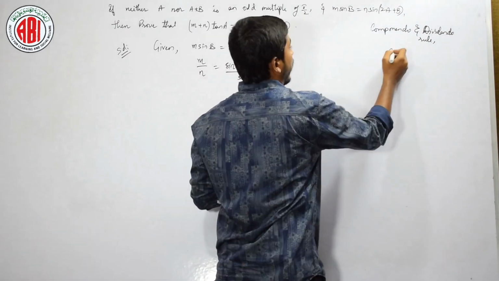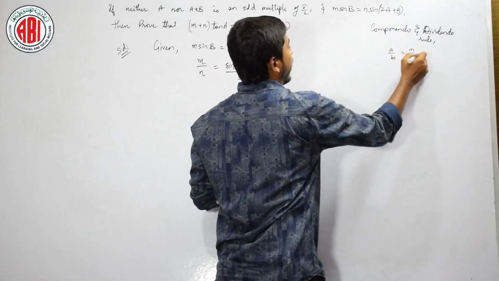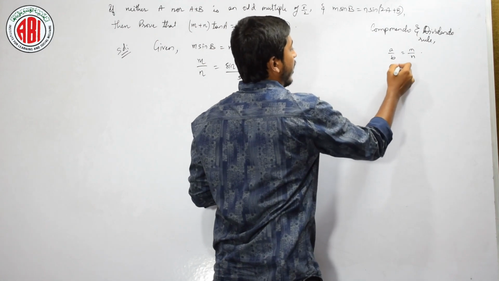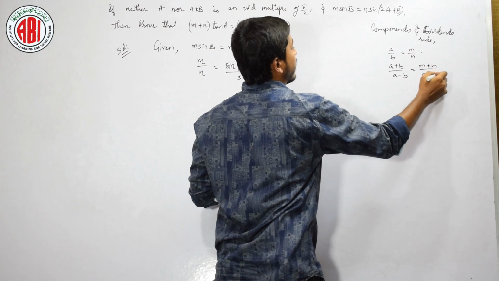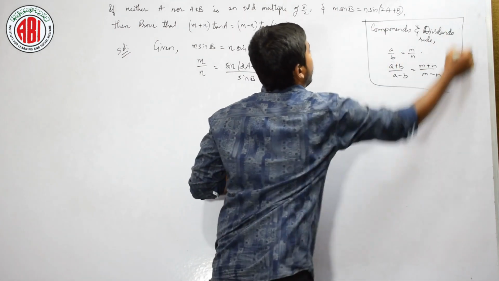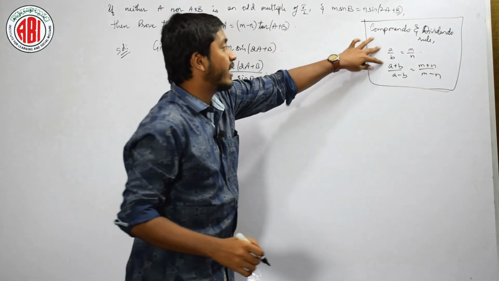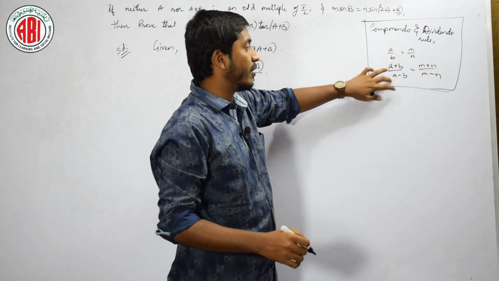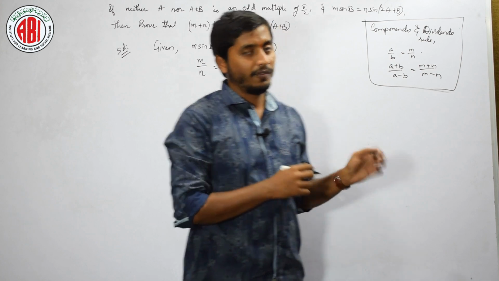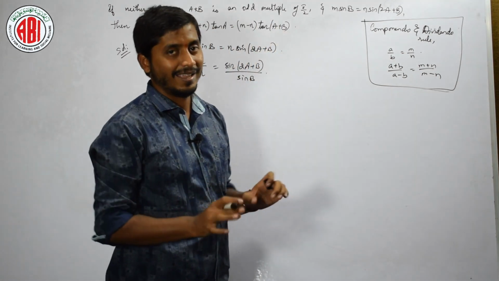That is, if a by b equal to m by n, it can be written as a plus b by a minus b, that is equal to m plus n by m minus n. Okay, right? If the left side and the right side both are in the fraction, then it can be written as numerator plus denominator by numerator minus denominator. If you try, you will get the same thing.